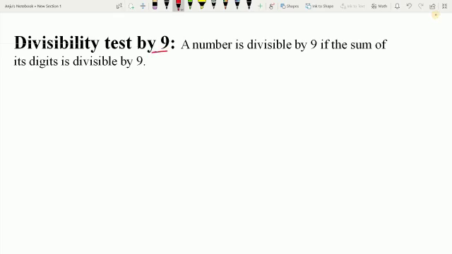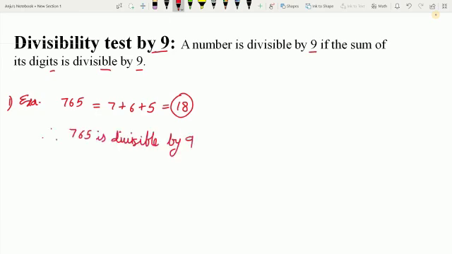A number is divisible by 9 if the sum of its digits is divisible by 9. Students, the divisibility test by 9 is same as the divisibility test of 3. So let us understand it with the help of one example, and here I have taken number 765 and the sum of the digit is 7 plus 6 plus 5 is equal to 18. And we know that 18 is a multiple of 9. Therefore, 765 is divisible by 9.